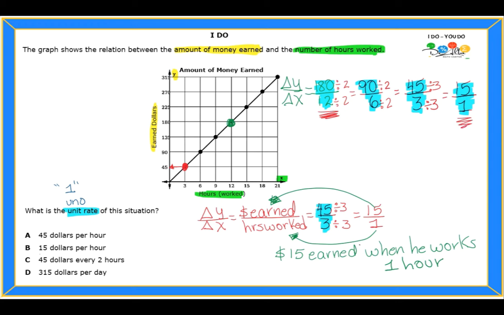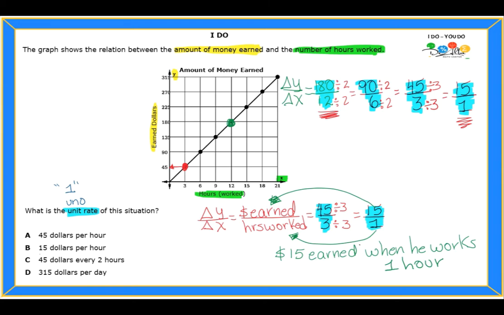I could have divided everything at once by one number. But what I'm trying to show you guys is that you can actually divide by any number, especially if you know that they're even numbers, you can always divide by 2, and then you can take it from there. So all the numbers that you see are called equivalent ratios. Okay, so now I'm looking for my answer that says $15 per hour.